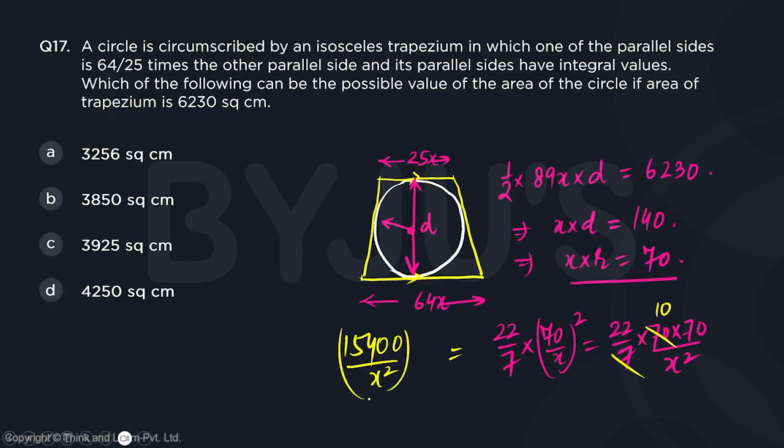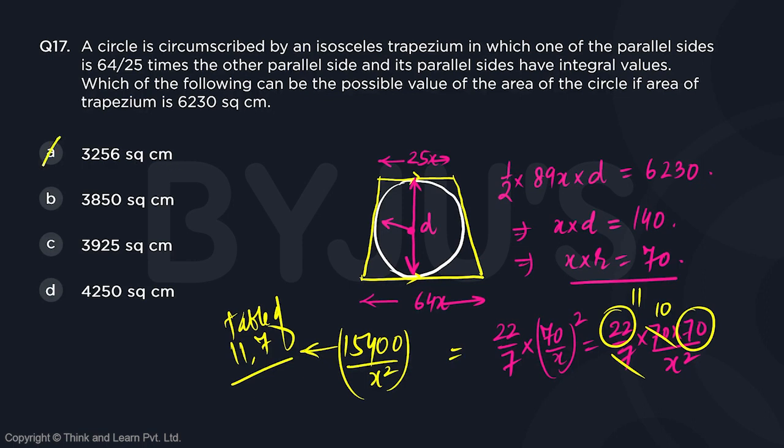Now, since there can be infinite values of x over here, what we can do is this: we know that the answer is going to be in the table of 11 because 154 is in the table of 11 as well as 7, right? So let's check how many of these numbers are in the table of 11 and 7 both. It's always quicker if we check the prime number 7 because 7 is easier. So 3256 square centimeters should not be in the table of 7: 28, 42, 36. No. 3850, of course, is in the table of 7 and 11 both. So B may be the answer.